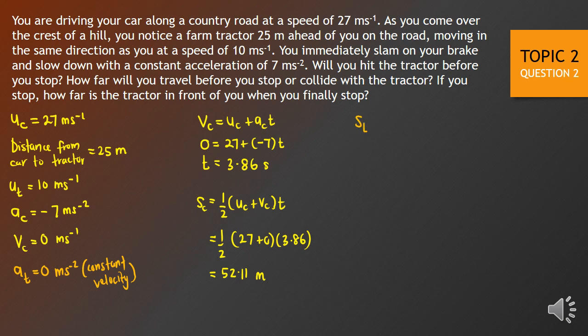So displacement of the tractor is equal to initial velocity of the tractor times the time plus half acceleration of the tractor times the time squared. Okay, here again I want to state that the acceleration of the tractor is equal to 0. Therefore this bit here we can cancel out, okay, because our acceleration is 0. Then substituting into our equation, the initial velocity of the tractor is equal to 10 meter per second and the time is 3.86 second.